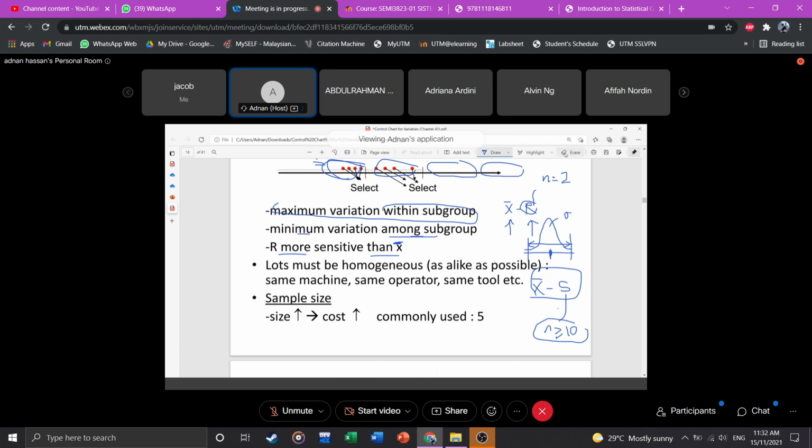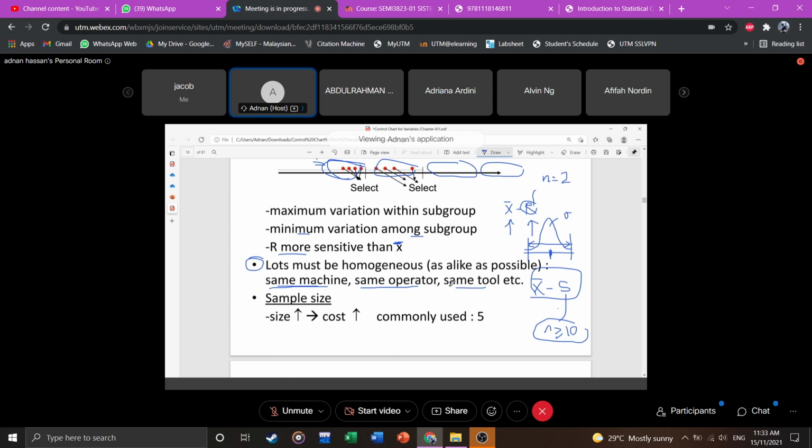Okay, in this case, the period of time method. So the lot must be homogeneous. Same machine. Actually, not only for instant time or period of time, this is for all control charting practice. We must make sure that we don't mix. We must monitor the same machine using the same control chart. You cannot mix different machines for the same chart. And also same operator.